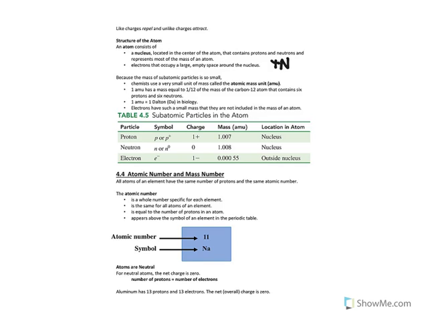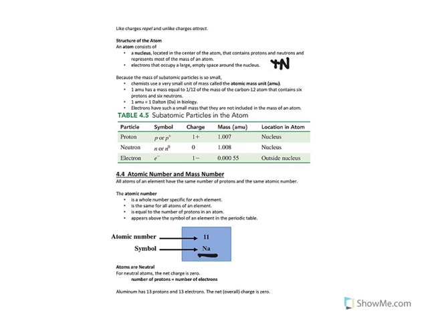All atoms of an element have the same number of protons and the same atomic number, meaning, for example, sodium, Na, all sodiums have an atomic number of 11. The atomic number is a whole number, never a decimal or a fraction. It's always a whole number. It is the same for all atoms of that element, and it is equal to the number of protons in that atom. This number can be found above the symbol of the element on the periodic table.